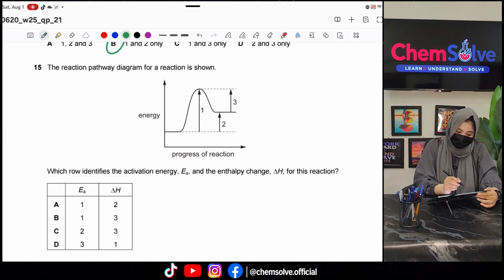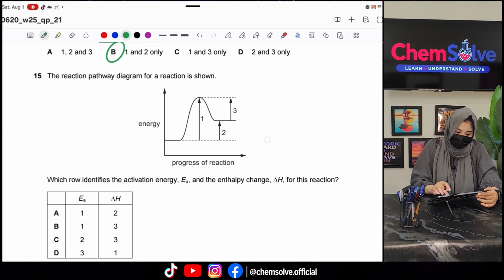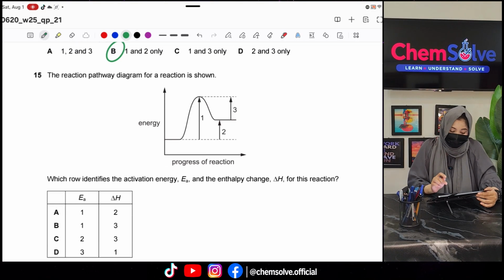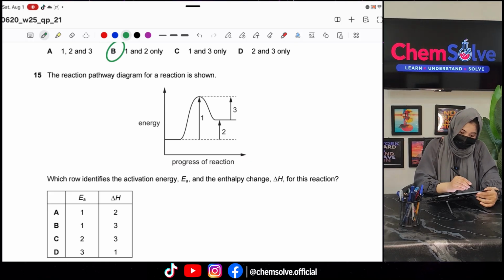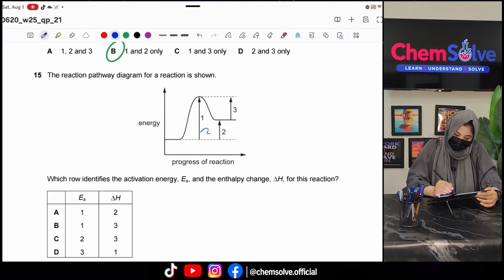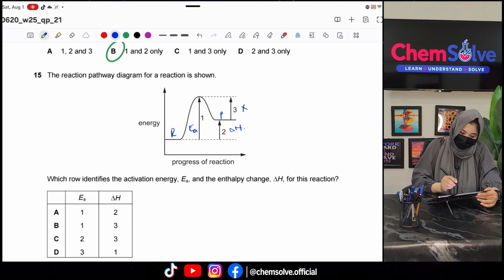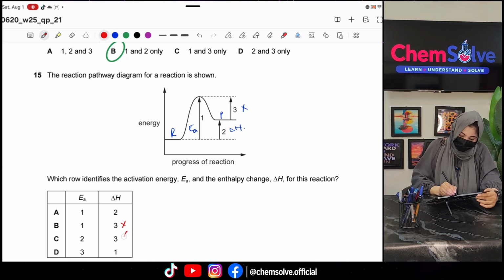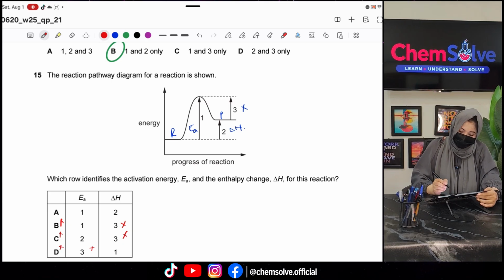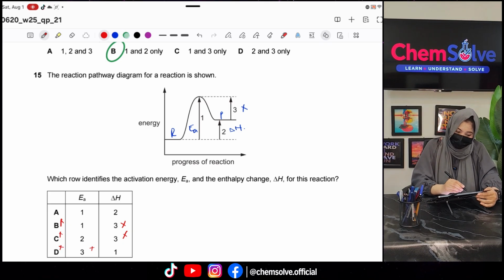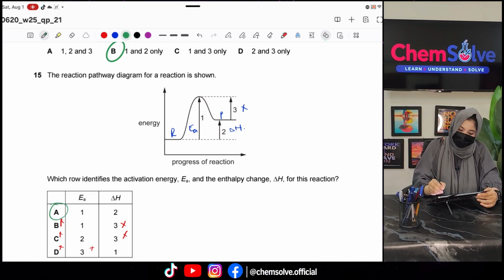Question 15. We have to label the energy profile diagram. These are the reactants, this is the product. So this is activation energy and this is the enthalpy change. And 3 is nothing, so all the options containing 3 are wrong. 1 is activation energy and 2 is delta H, the enthalpy change. So A is the correct option.